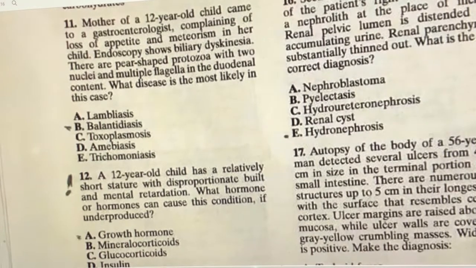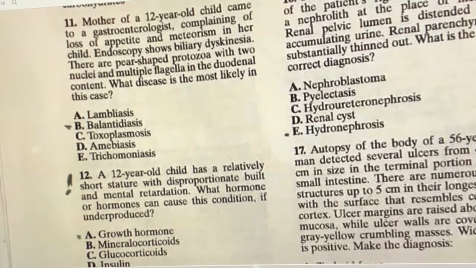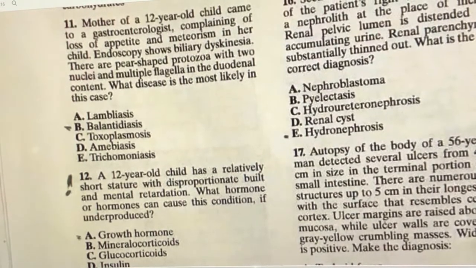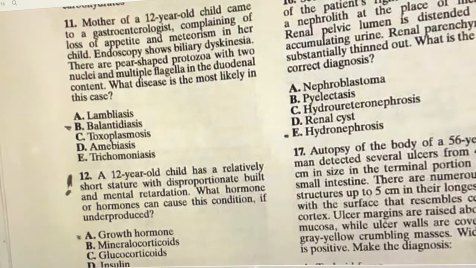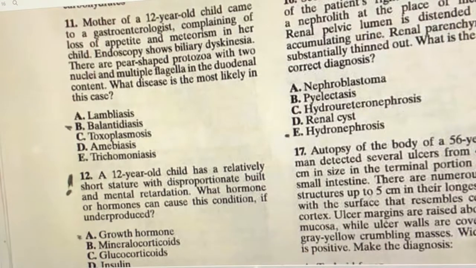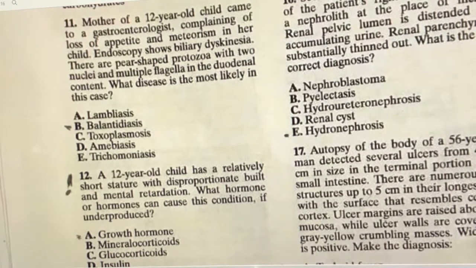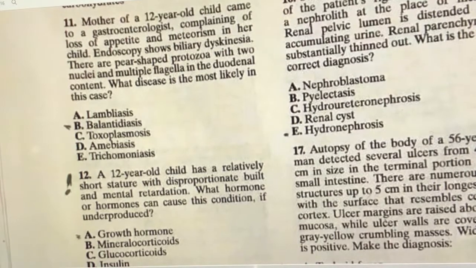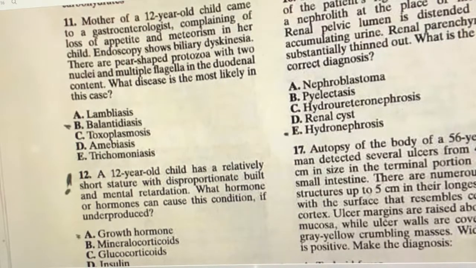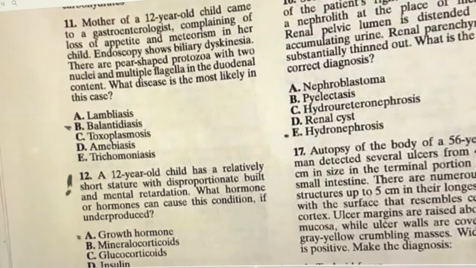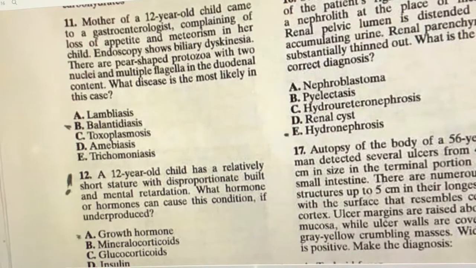Mother of a 12-year-old child came to a gastroenterologist, complains of loss of appetite and meteorism in her child. Endoscopy shows biliary dyskinesia. There are pear-shaped protozoa with 2 nuclei and multiple flagella in the duodenal content. What disease is most likely in this case? For this, guys, you should know the structural difference in these organisms. Usually for diseases like typhoid, cholera, questions are more on such diseases. So here they have given pear-shaped, 2 nuclei, multiple flagella. So pear-shaped protozoa with 2 nuclei is Lamblia.